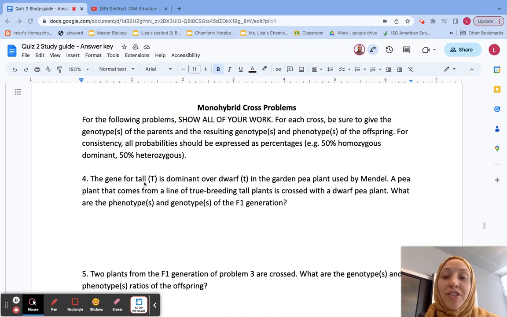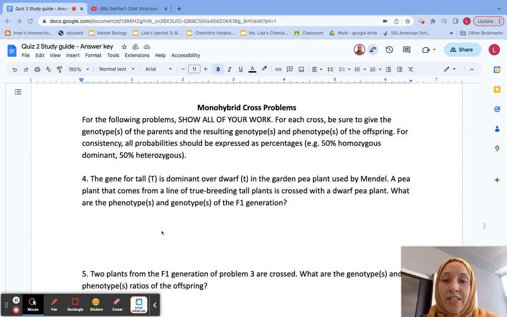So, the gene for tall is dominant over dwarf. Our lowercase t is representing our recessive trait, and our uppercase letter is representing our dominant trait. In the garden pea plant used by Mendel, a pea plant that comes from a line of true breeding tall plants is crossed with a dwarf pea plant. What are the phenotypes and genotypes of the F1 generation?